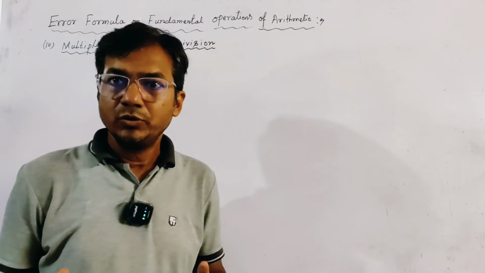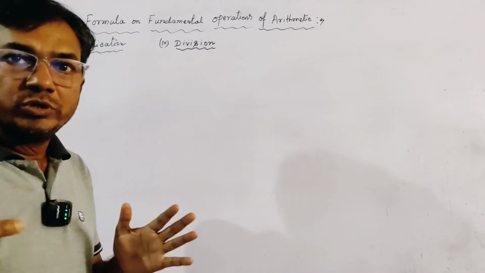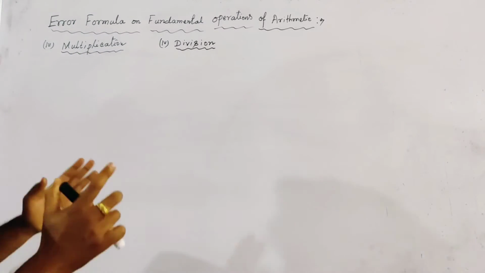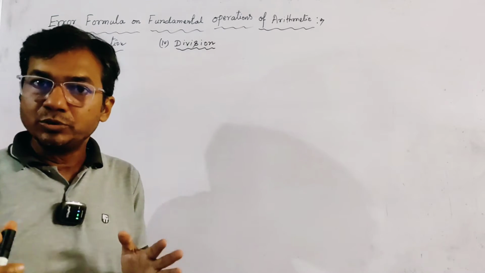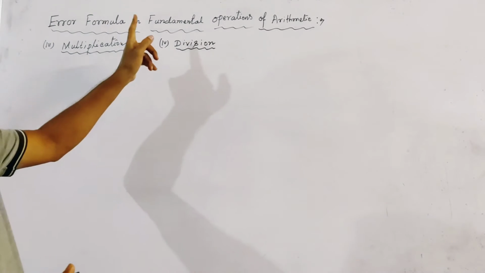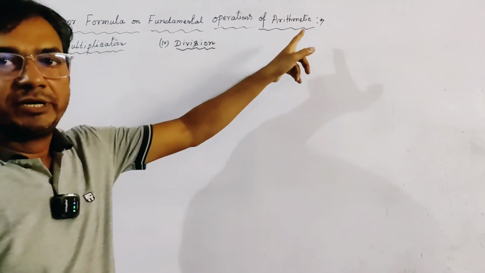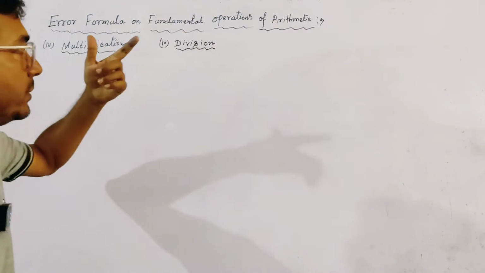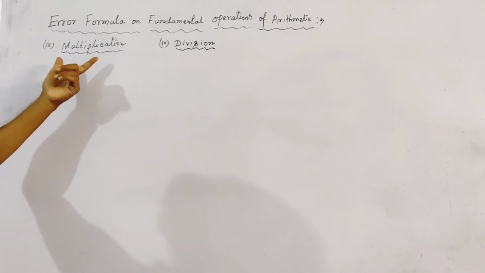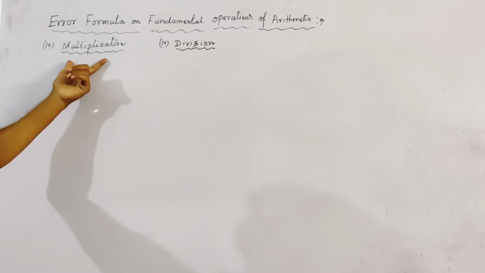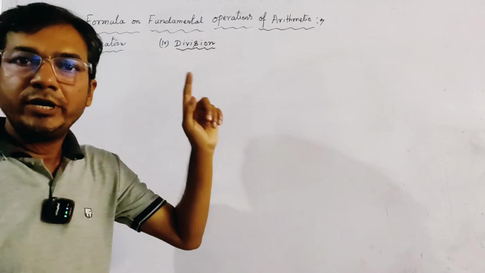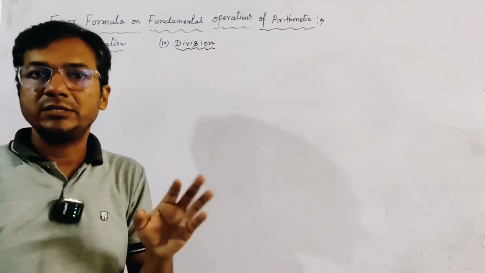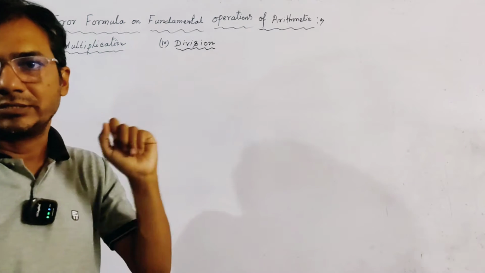In this lecture, we are going to discuss how to find the relative error and absolute error in the fundamental operations of arithmetic. Particularly, we discuss here two operations: the first is multiplication and the second is division. We already discussed addition and subtraction in our previous classes.